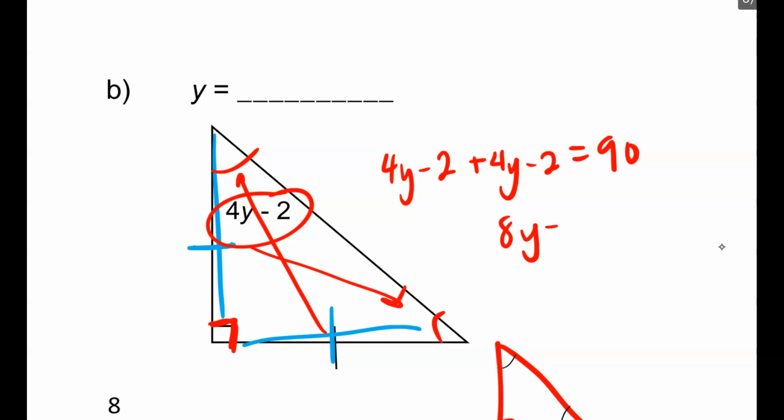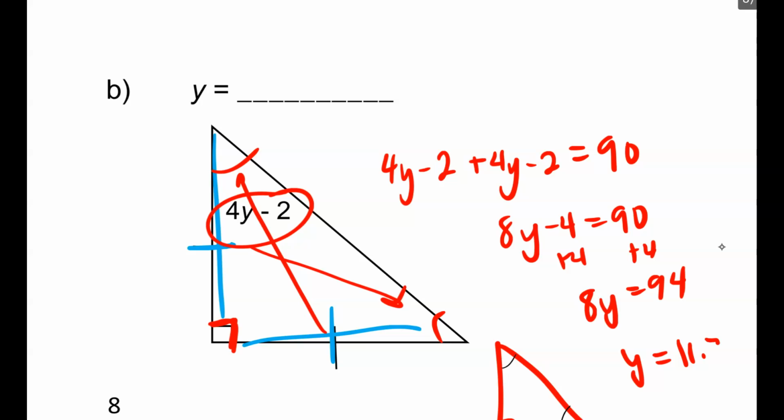All right, combine like terms. Add the 4 to the other side. 8y equals 94. Divide by 8. Awesome. So 8y equals 94. Divide by 8, and we get y is equal to 11.75.